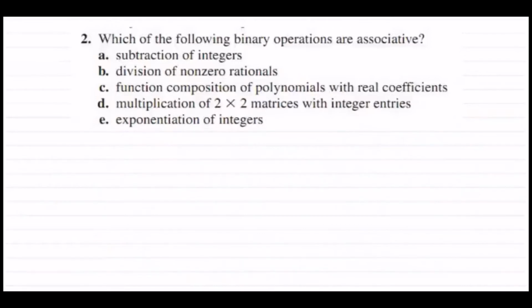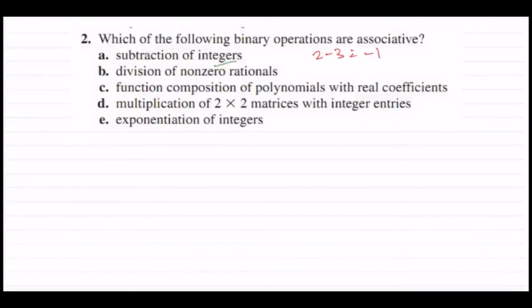binary operations are associative? Certainly, if we talk about subtraction of integers, in fact, this is not a binary operation on positive integers, because, just as we have seen in the last example, if you take 2 minus 3, what are we getting? We are getting -1, and this is of course a negative integer.